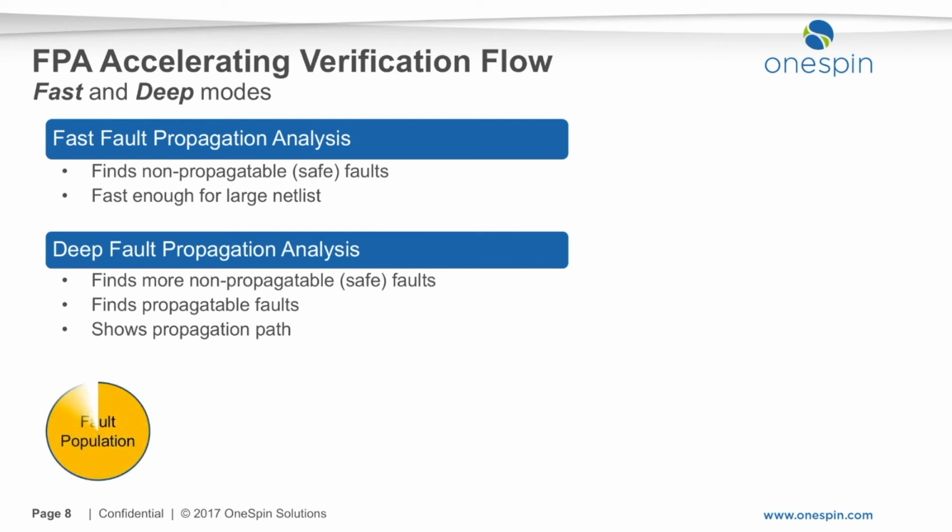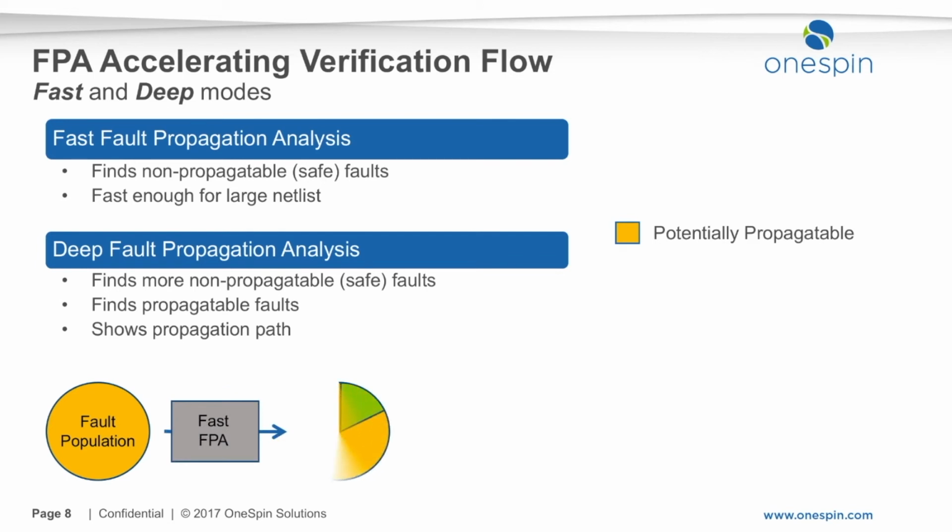The flow starts with a large fault population. If the user does not have one already, this can be computed by the FPA. In essence, this is a list of all the faults that we need to classify in order to determine the diagnostic coverage. Initially, all faults are considered potentially dangerous, or in other words, potentially propagatable.